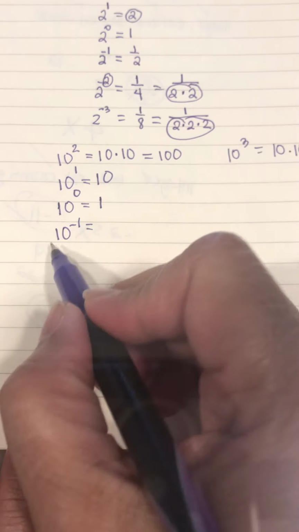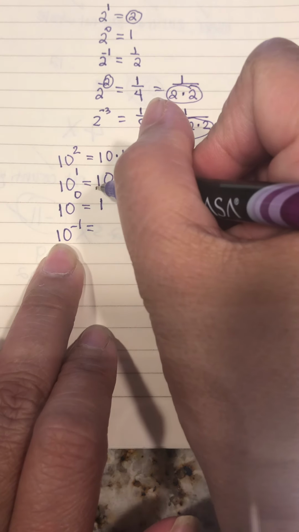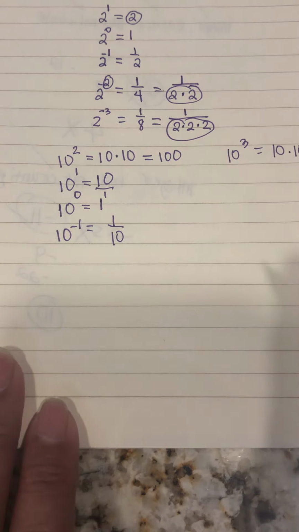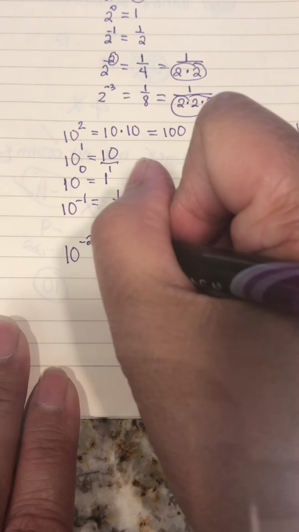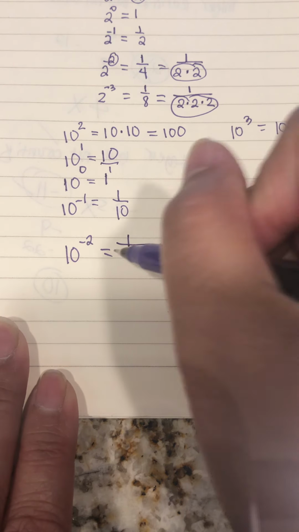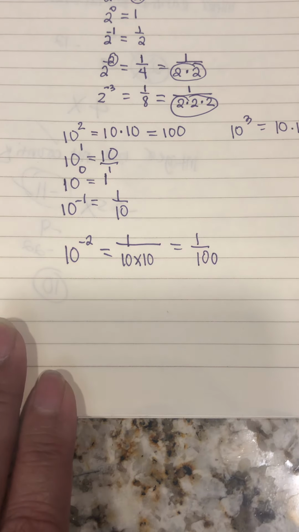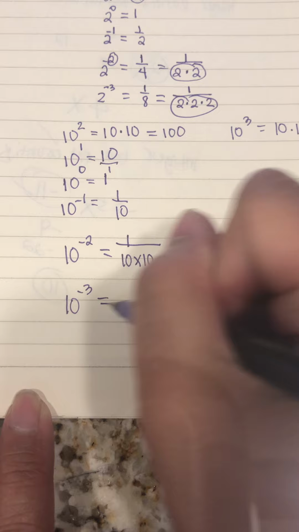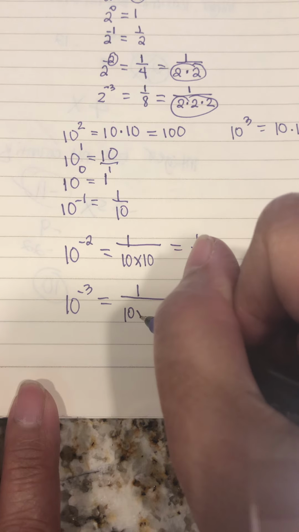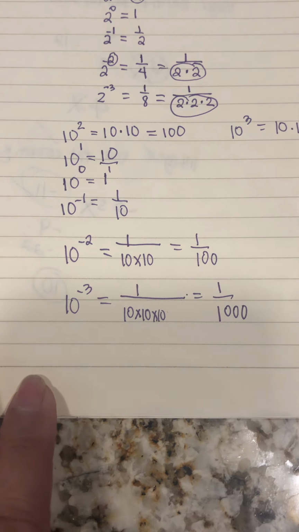And now if I will have 10 to the negative 1, this is just the reciprocal of your 10, and that's 10 over 1. So get the reciprocal of it, so that would be 1 over 10. And if I have 10 to the negative 2, that is just the reciprocal of 10 to the power of 2, so that is 1 over 10 times 10, which is 1 over 100. And if I would have 10 to the negative 3, it's the reciprocal of 10 to the power of 3. So that is 10 times 10 times 10, which is 1 over 1,000.